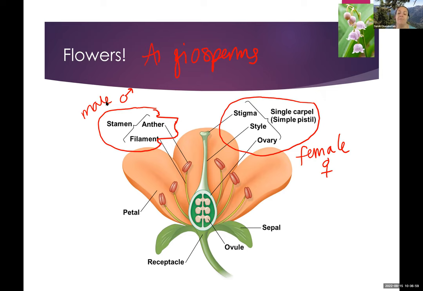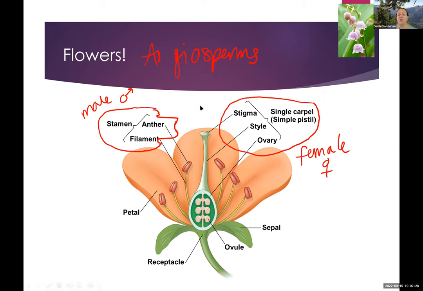Okay, the male parts collectively, that whole structure is called a stamen, and most flowers have multiple stamens. Some flowers have only one carpel. Sometimes they have multiple carpels. It depends on the kind of flower. But most flowers have a number of stamens. It's not just one, typically. The stamen also has a stick part. That's called the filament. And then the anther is ultimately where we're going to make our pollen.